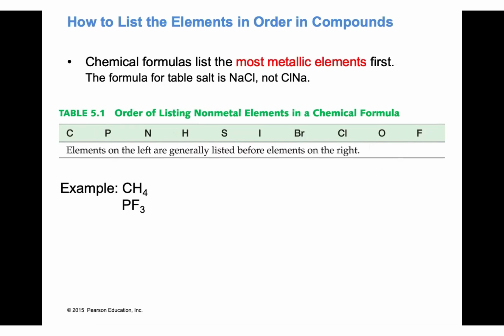Generally, in the periodic table, from left to right, metallic character decreases, and from top to bottom, metallic character increases. So that's the general rule for the metallic character.